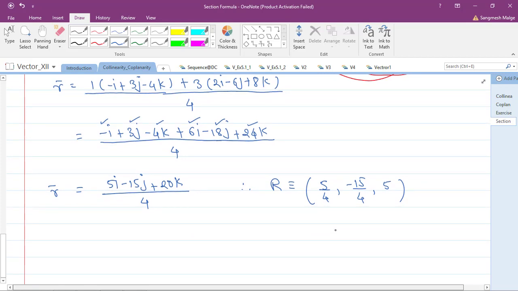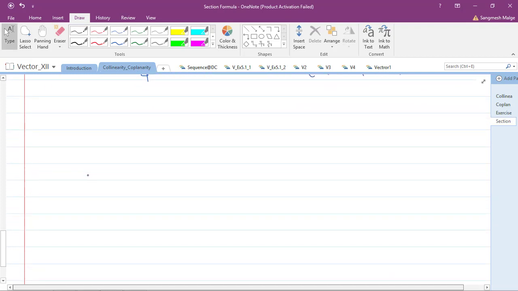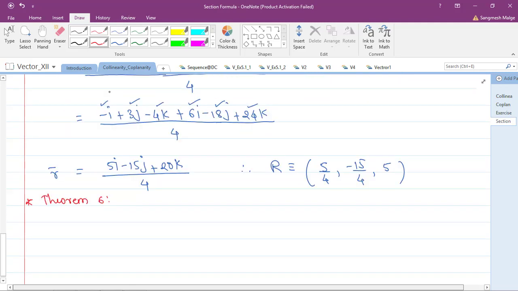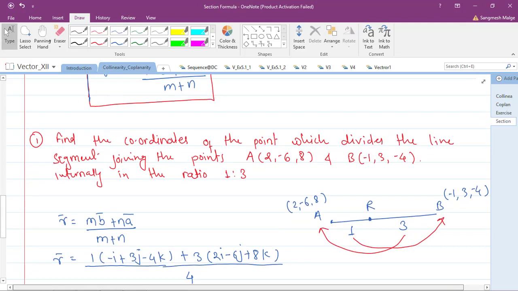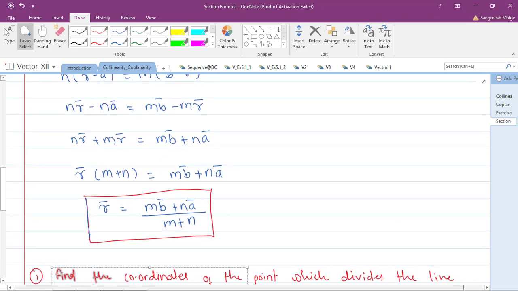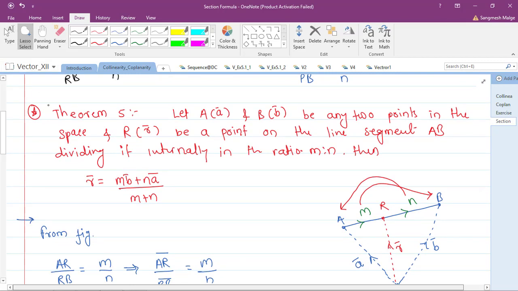Now, after this internal section, we have the external section proof. So that is the next part, theorem number 6. Let's have this theorem number 6. Again, very simple. The statement will remain the same, only instead of internal, you will be having external. Yes, here is the statement.